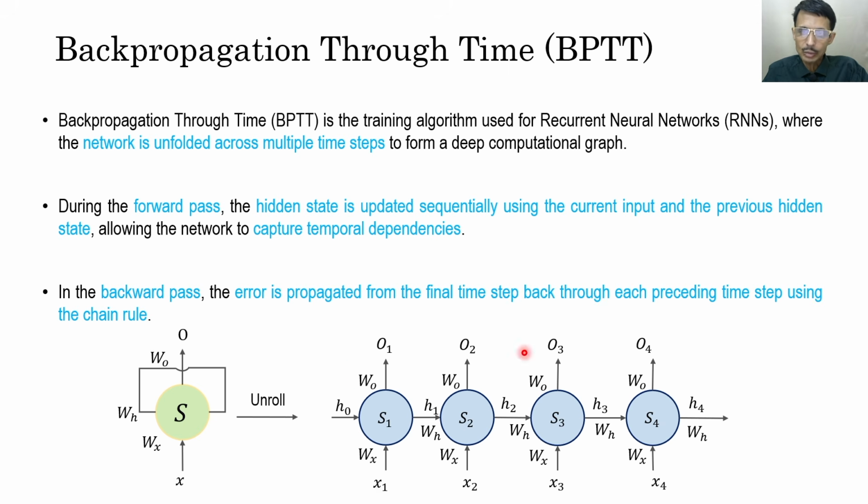We will see how actually this works. So the error is being accumulated. If you go from S4 to S1, this is one error, and for S3, this is another error; these errors are being accumulated. O1, O2, O3, O4, and the corresponding error gradients are being accumulated, so we have to take that into consideration.